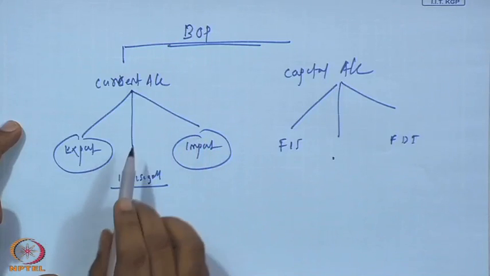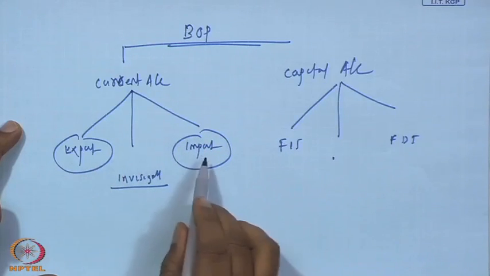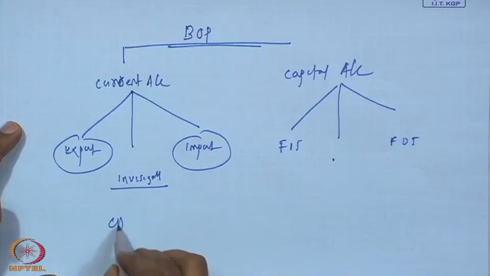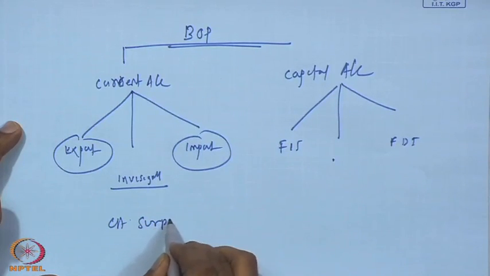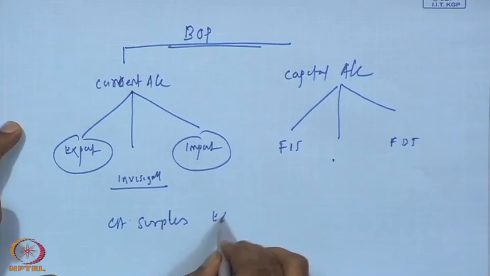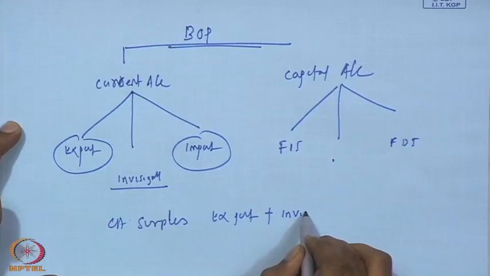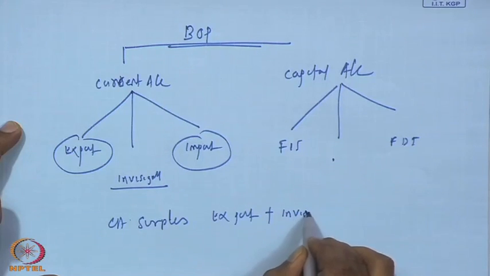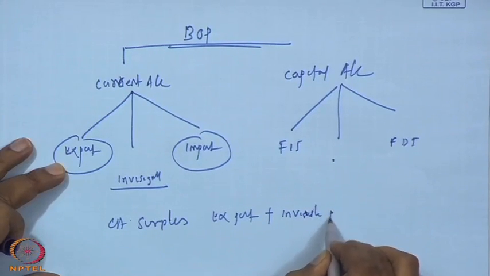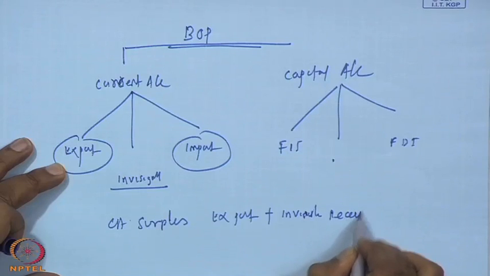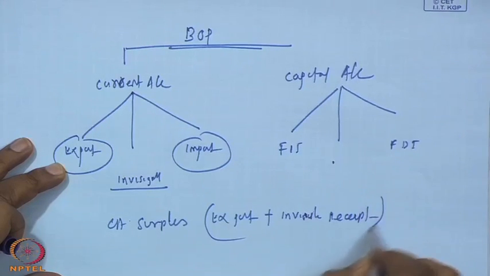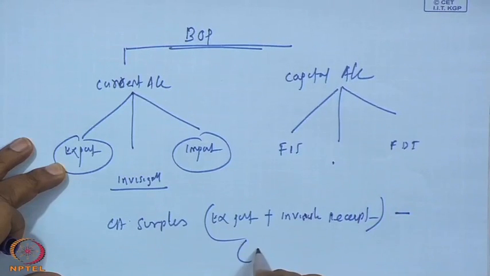For countries where exports are more than imports, we have a current account surplus, and exports are exports plus invisible receipts, minus imports plus invisible payments.